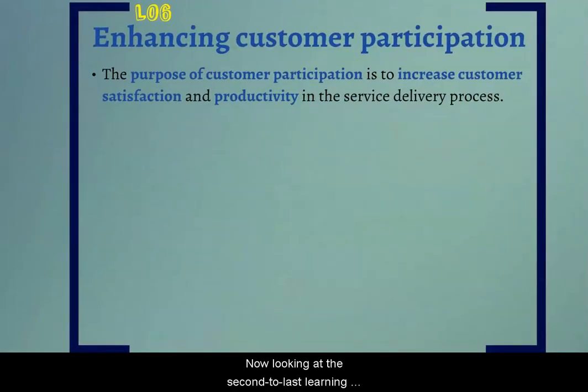Now looking at the second to last learning outcome 6, as a service organization or business owner of a service, you want to enhance your customers' participation in your service delivery process. Customer involvement levels with the service moderate the perceived relational benefits offered by the service provider. In other words, positive relations and responses influence behavior like loyalty, word of mouth, and customer satisfaction. This is straightforward. If you are happy with a certain service organization, it increases your loyalty and word of mouth to other individuals. The purpose of customer participation is to increase customer satisfaction and productivity in the service delivery process.